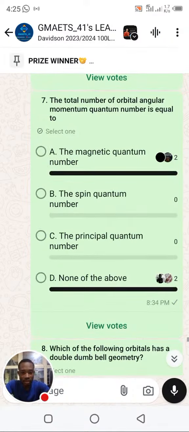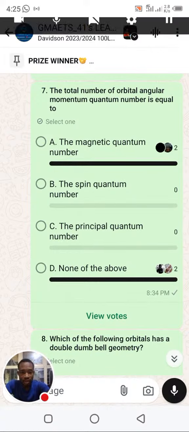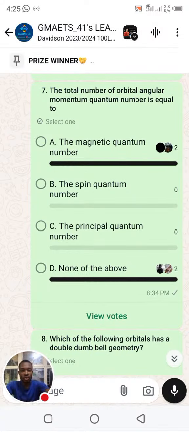All right, question number 7. The total number of orbital angular momentum quantum number is equal to... The first thing a student will have to do here is get to know which quantum number is called the orbital angular momentum quantum number.